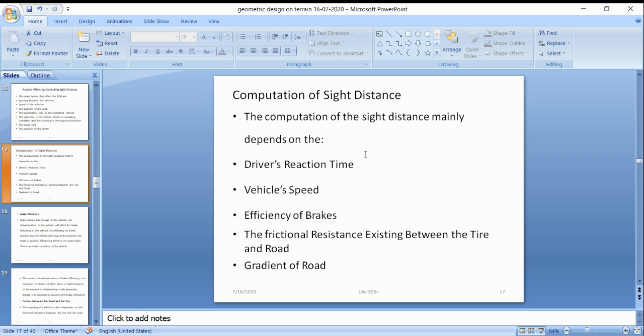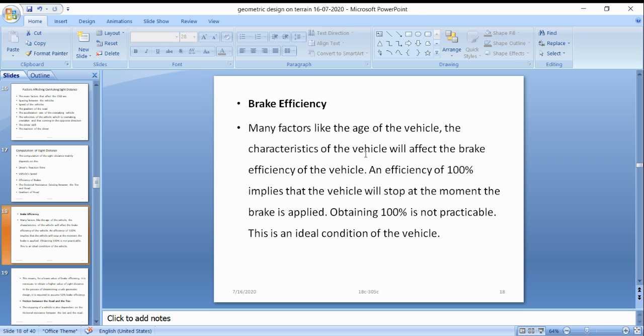In that we have seen that first is the driver reaction time, the vehicle speed. After reacting only, we can say the driver's vehicle speed, and also the efficiency of the brake, and the frictional resistance existing between the tire and the road. If it is wet, the weather conditions also apply. On the weather conditions only, the tire and road friction will be developed, and also the gradient of the road. So all these factors depend on the sight distance.